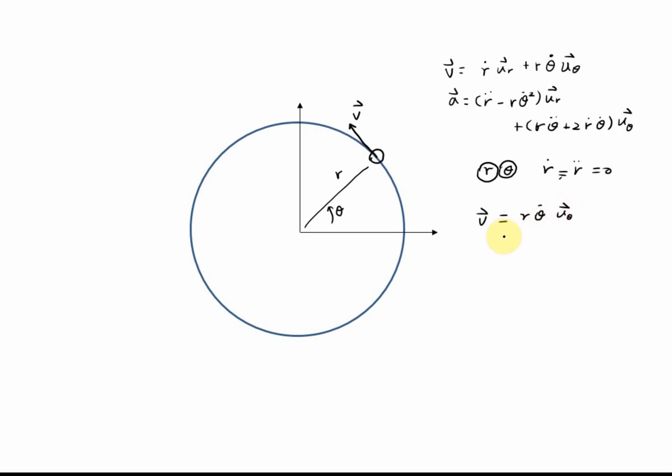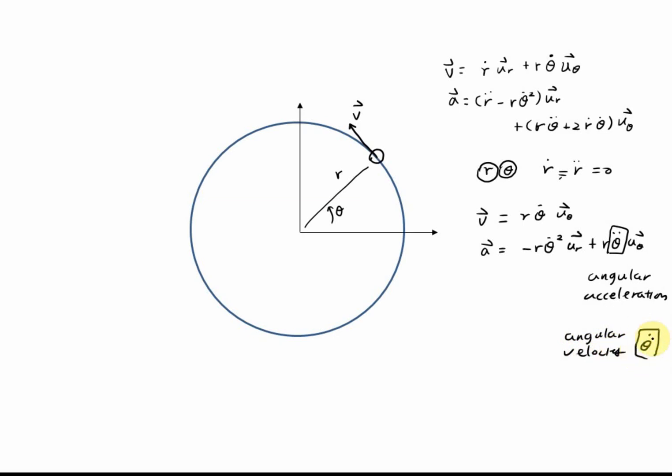Then the acceleration is minus r theta dot squared u_r plus r theta double dot u_theta. What is theta double dot? That is angular acceleration. Angular velocity is just theta dot, because this is the time rate of change of your theta. That's the velocity. Then if you take one more derivative, that becomes acceleration. That's why this one is angular acceleration. If the object is revolving around the center with a constant angular velocity, then this angular acceleration will also go to 0.